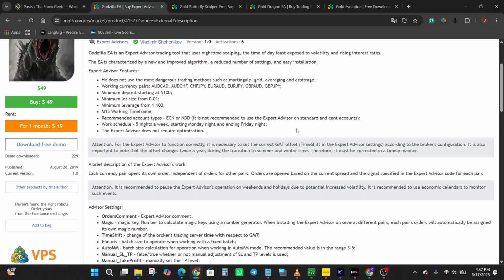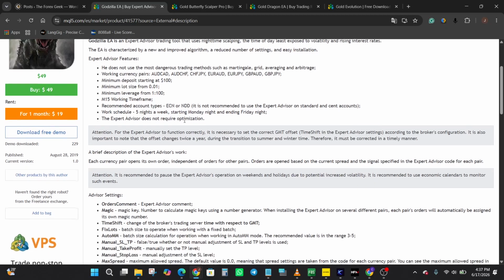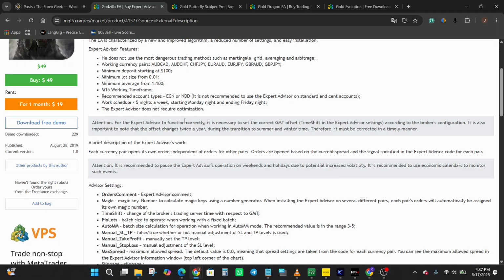Moving into the feature set, one of the main points emphasized by the developer is that the EA does not use martingale, grid trading, arbitrage, or averaging as part of its standard operation. The system opens trades independently for each supported currency pair, and entries are based on spread conditions and the internal signal logic programmed for each pair.